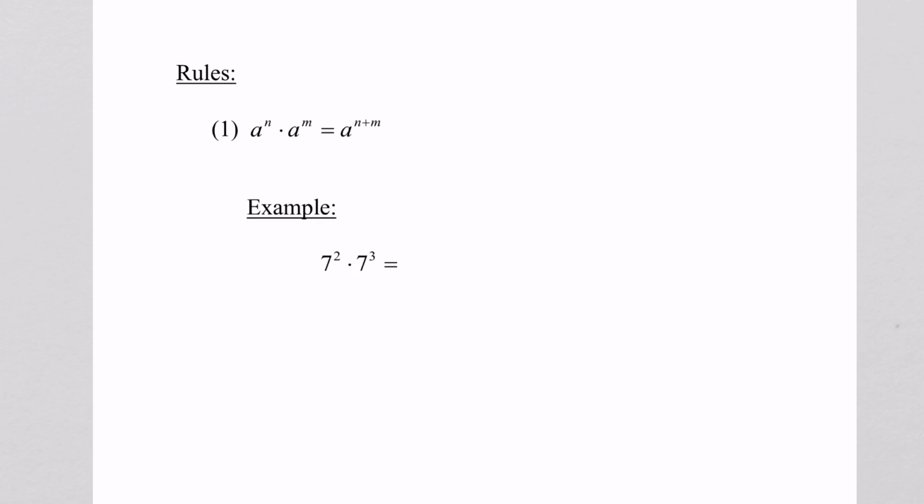Well, I think we can see this with an example. According to the rule, 7 squared times 7 to the third power should equal 7 to the fifth power. But why is it 7 to the fifth? Well, remember, 7 squared just means 7 times 7. And 7 cubed means 7 times 7 times 7. If we remove the parentheses, what we see is we have a total of 5 sevens. Right? This is 7 to the fifth power.